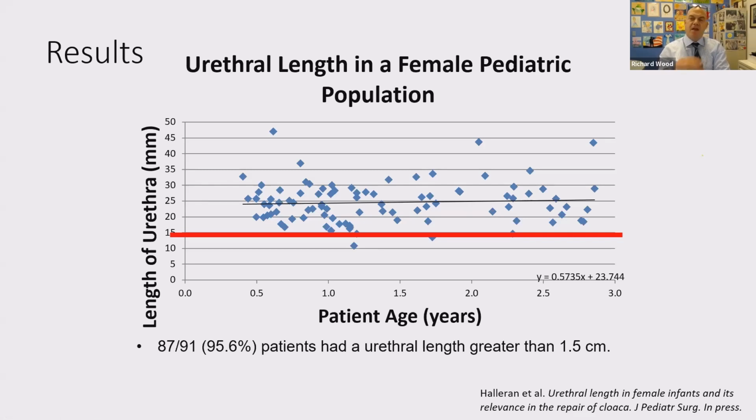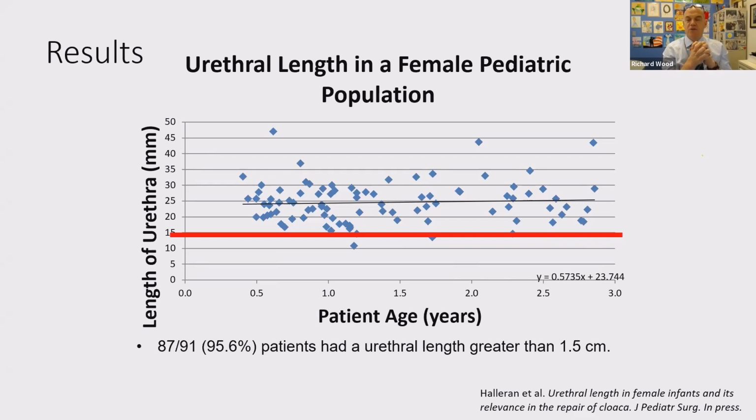Therefore, if we know embryologically that the bladder neck must be above the urogenital diaphragm in a normal child, then if we made our urethra 1.5 centimeters minimum in a cloaca, we would have a normal urethral length and therefore likely have children who were continent.